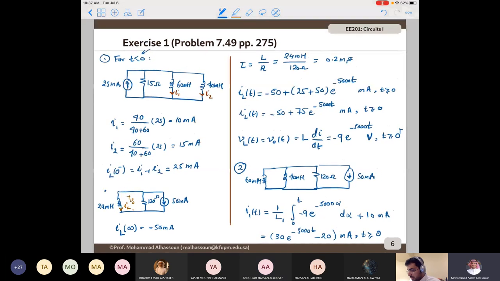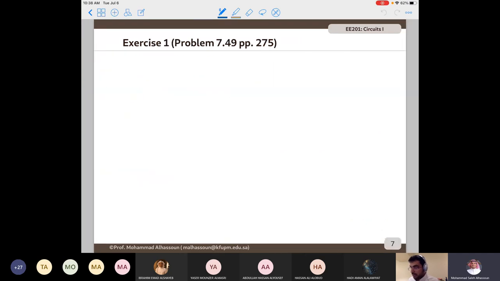Okay, thank you. So for I2, we're going to do exactly the same. The only difference here is we are going to divide by L2, and instead of 10, we're going to add 15. And this is going to give me the value of the current I2.